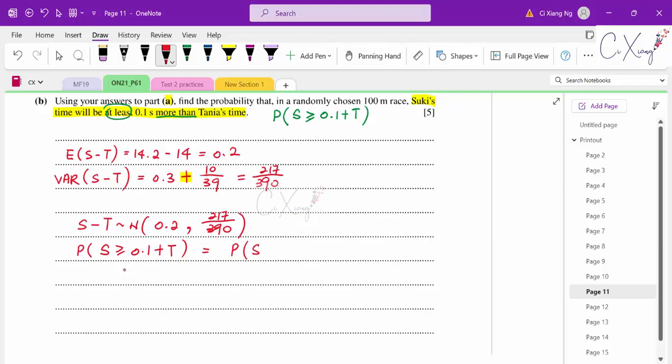To find the probability, I move all the variables to one side: S minus T greater than 0.1. I know that S minus T is normally distributed, so I have to change it to Z. How do we change it to Z? You have to standardize your variable. So you take 0.1 minus the mean, which is 0.2, divided by the standard deviation. The standard deviation is the square root of the variance, 217 over 390. Then, correct to 3 decimal places, Z will be negative 0.134.